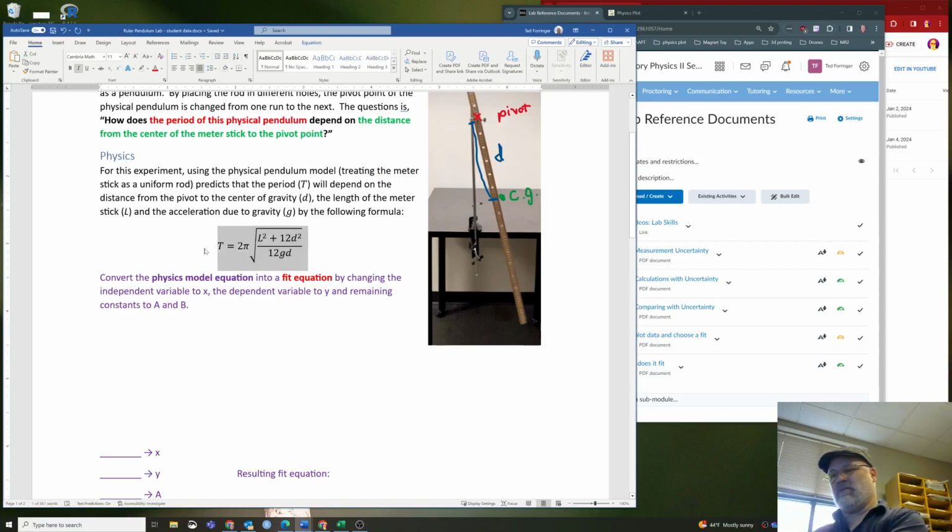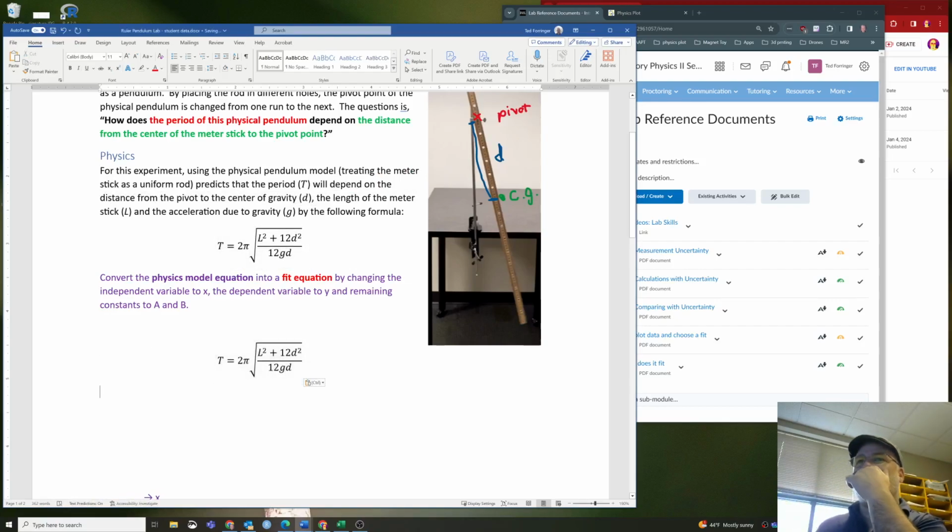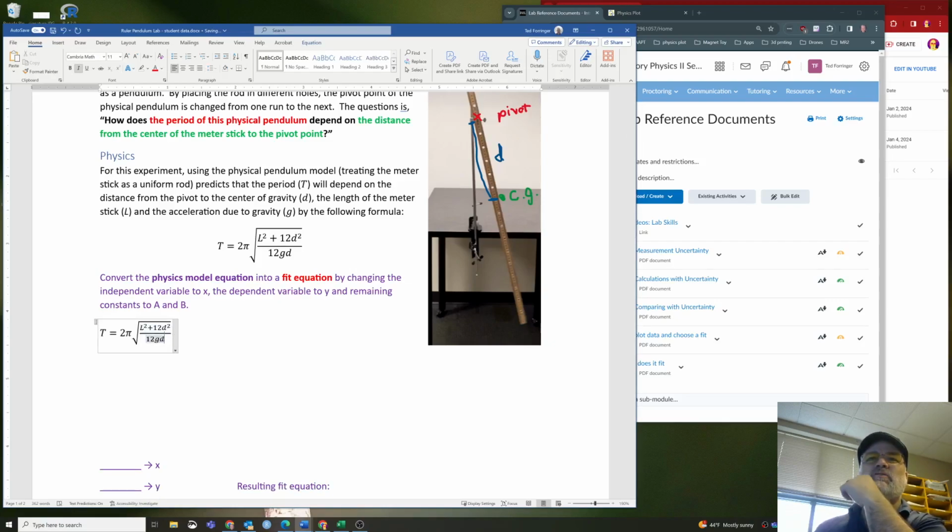So what I'm going to do first, and you could do this with pen and paper, I'm doing it on my computer because it was the easiest way for me to do this right now, is everywhere I see d, I'm going to change that to x, because I know that x is supposed to be my independent variable. Then my dependent variable is supposed to be y. And my dependent variable is the period of the physical pendulum, and the period is t. Okay, so that was my first step.